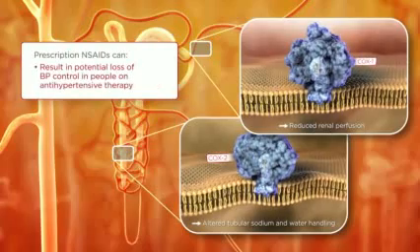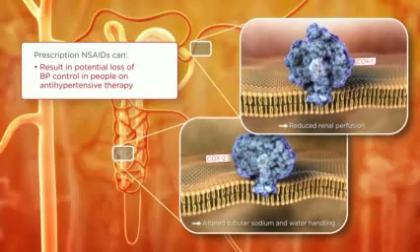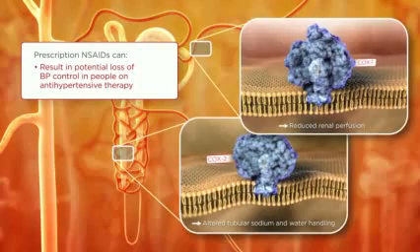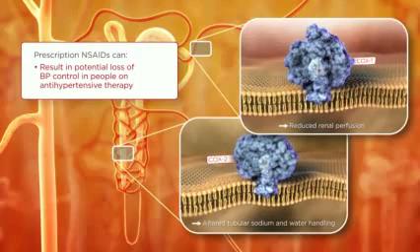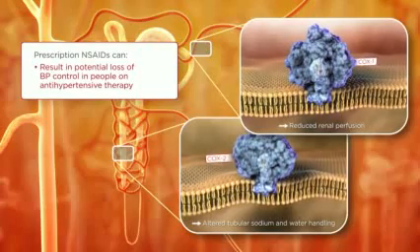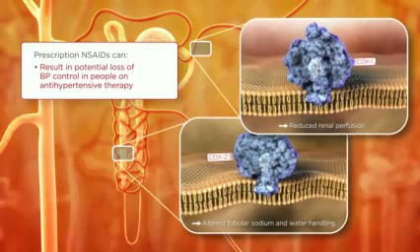The renal effects of NSAIDs may be more pronounced at prescription doses. Use of prescription NSAIDs in people on antihypertensive therapy may result in undesirable blood pressure elevation and a potential loss of blood pressure control.